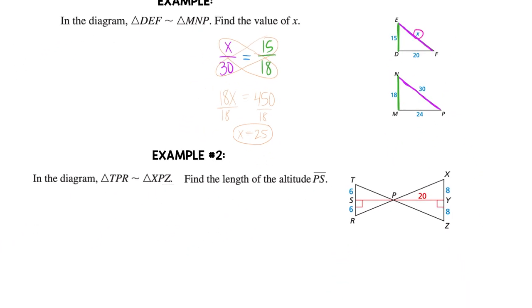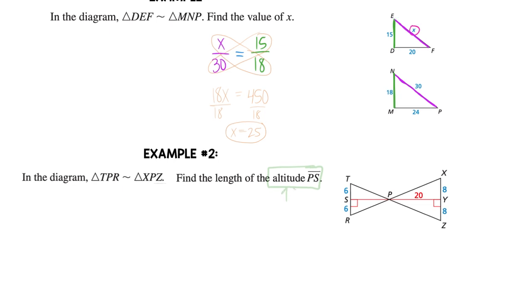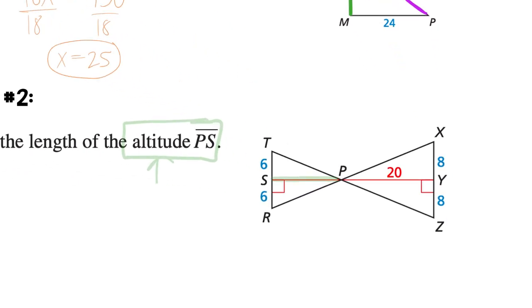So in our next example, they tell us that the triangles are similar, and it says find the length of the altitude PS. The word altitude just means height. So they're looking for this piece right here, the length of that. So we'll just call that X for now, okay? I'm going to set this up the same way. Now I know that this is not technically a side length. It's an altitude, but it's still going to be proportional with the other shape.